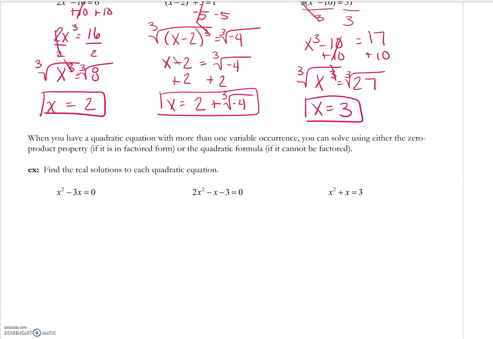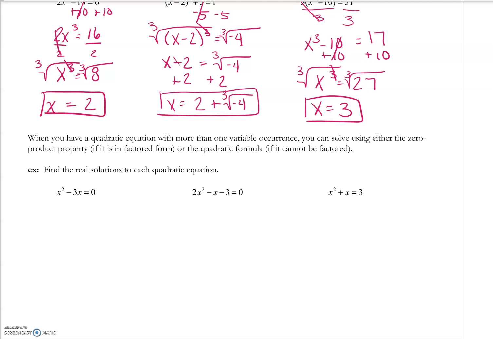For this next section, though, we talk about what happens when we have more than one variable occurrence. Meaning, for example, in this equation, I see the variable x show up 2 different times. When that happens, I can't really get x by itself without doing some other work first. So when I have 2 or more variable occurrences, I can factor and use the zero product property, or I can use the quadratic formula if it can't be factored.